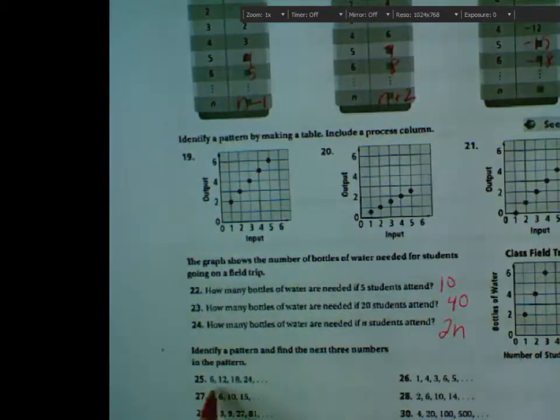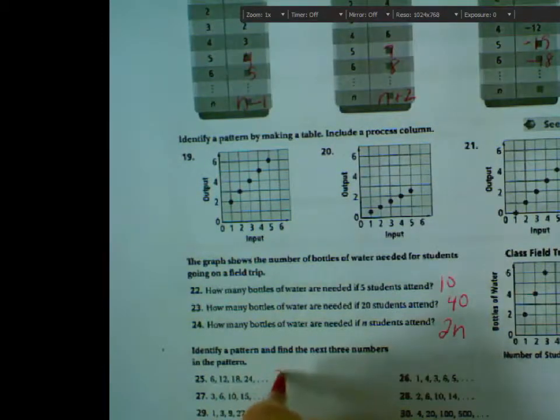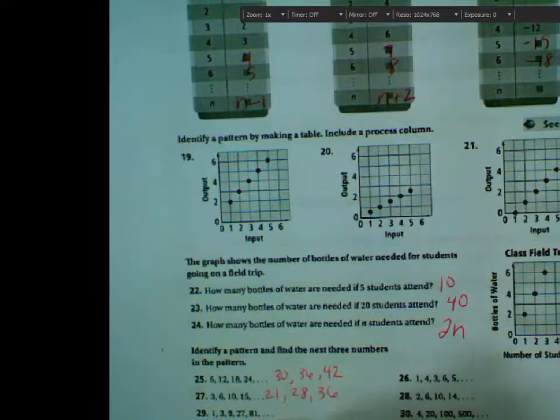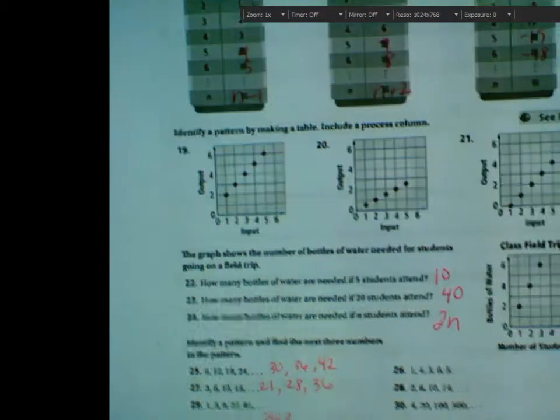Here the pattern is going up by 6, so the next three numbers are 30, 36, and 42. Here you're going up 3, up 4, up 5, so up 6, up 7, up 8. Here you're going multiples of 3, so 243, and then so on. I'm not going to do all the math, but you get the idea.